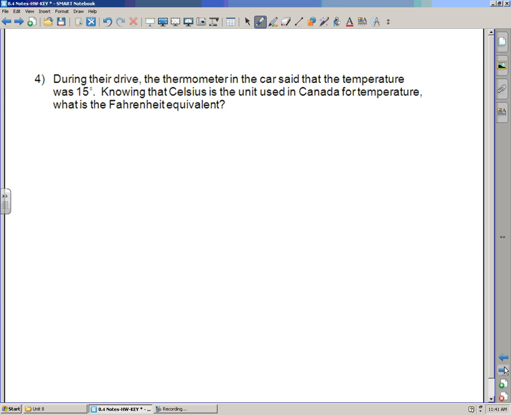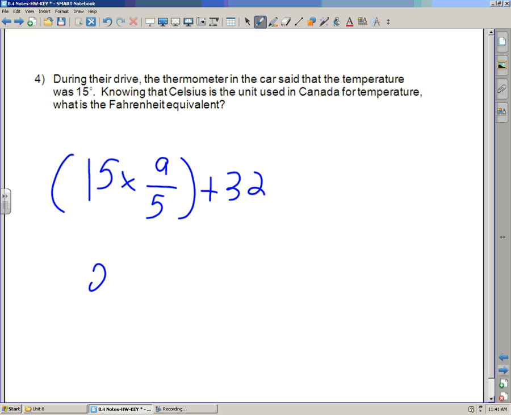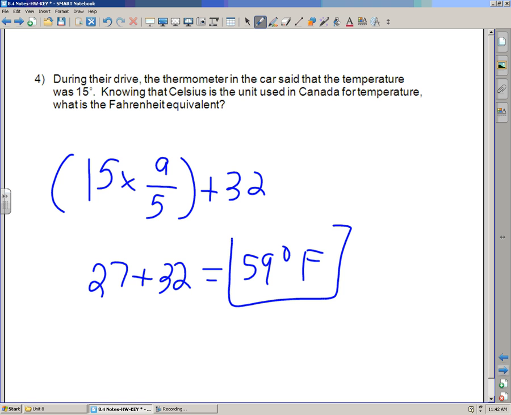During the ride, this is the Granger family still, the thermometer in the car said the temperature was 15 degrees. Knowing Celsius is the unit used in Canada for temperature, what's the Fahrenheit equivalent? Well, it says to convert Celsius to Fahrenheit, you need to multiply the Celsius temperature times 9/5 and then add 32. So 15 times 9/5 ends up being 27. 27 plus 32 is 59 degrees Fahrenheit.